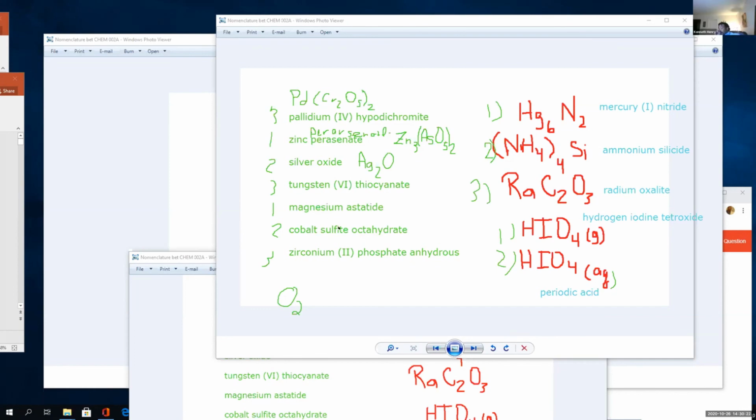Tungsten, and it also has a zero charge on it, okay? So we have tungsten 6-thiocyanate. Alan, did you do that one? No. Okay. Well, I got W, and then in parentheses, SCN, and then the 6 on the outside of the parentheses. Piece of cake.